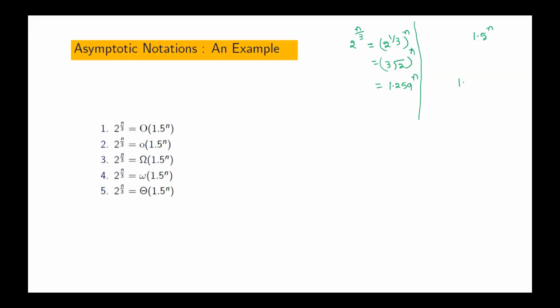This side 1.5 whole power n. Now it is direct, no? So which has lower order of growth? 2 power n by 3 has lower order of growth than 1.5 power n. It is 2 power n by 3 only. Is that okay? Yes, correct.